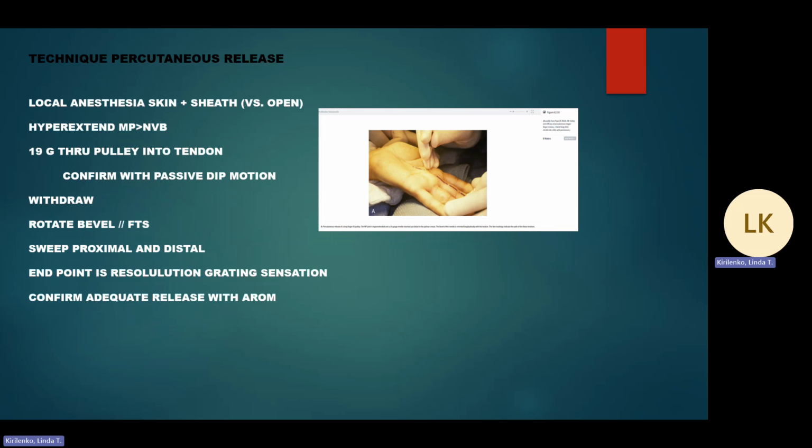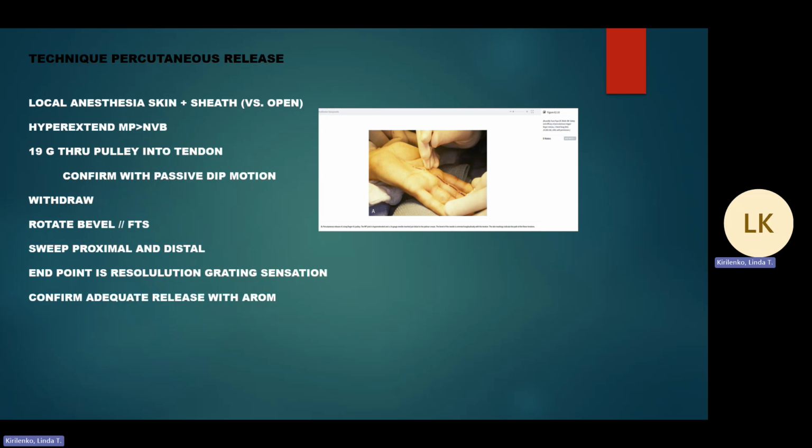Should you wish to perform percutaneous release, it's again done under local anesthesia, and the local anesthetic is infiltrated not only into the skin and subcutaneous tissues, but into the sheath as well. In the open procedure, the injection is only done into the soft tissues above the sheath. You hyperextend the finger to minimize risk to the neurovascular bundles. A 19-gauge needle is used.